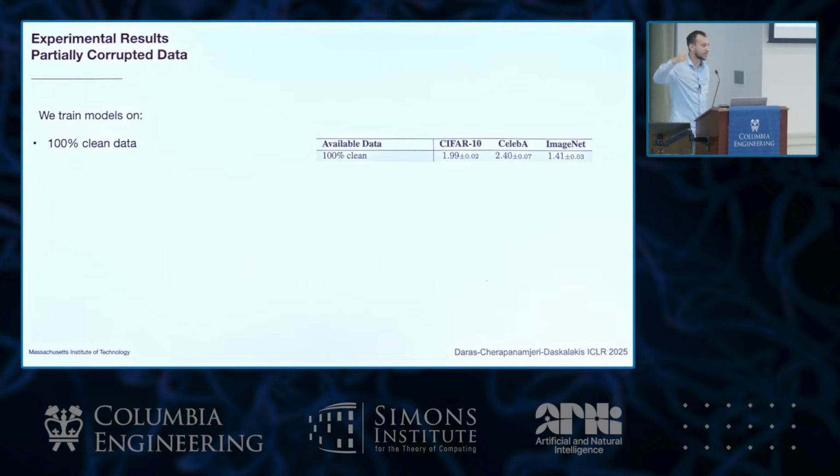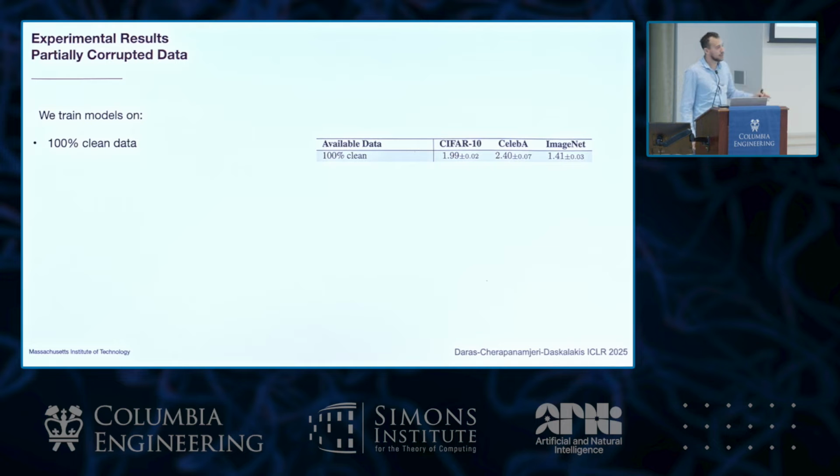We want to see what our ground truth is. So what is our ground truth? We train models on three academic data sets: CIFAR, ImageNet, and a data set of faces. Then we report the performance if you have all of the samples. Here, this is a measure of distance of distribution, so the lower the better.